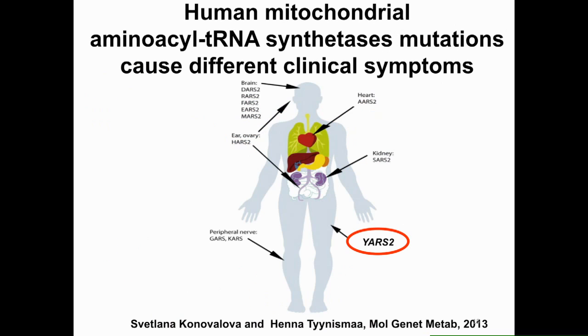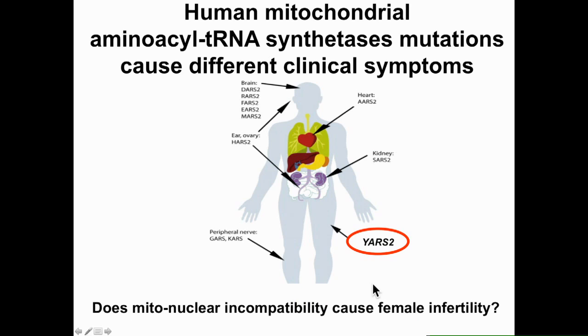Now, coming back to the disease model, a lot of mitochondrial tRNA synthetase mutations have been correlated with human disease. More specifically, mutation in YARS2, which is the human ortholog of our tyrosine tRNA synthetase in fly, has been linked to myopathy and some other diseases. However, our results suggest that certain alleles of this YARS2 mutation may also cause female infertility. More broadly, our results also suggest that mito-nuclear incompatibility can also lead to female infertility.